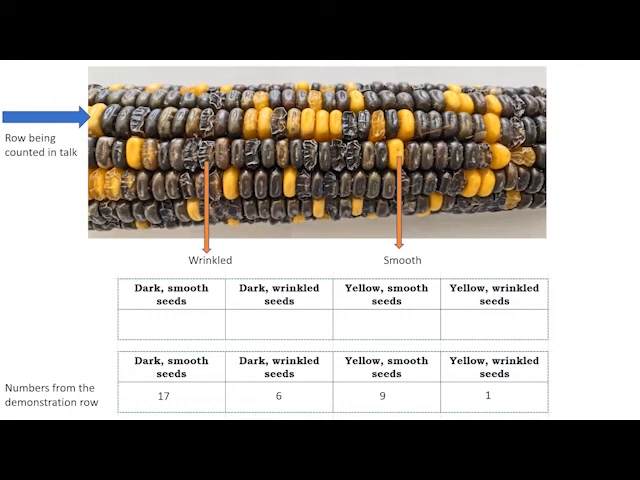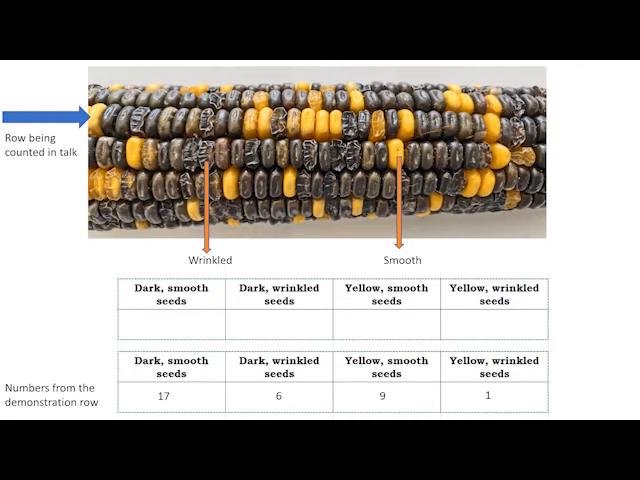Now, I can show you what's going to happen with the row that I have labeled as being counted in this talk. On this image, there's 3 or 4 rows that you can easily count. Once you're finished with those rows, the ones that are in focus, and you can see the entire kernel, you'll then go on to your next image that is found in that folder. And when I look at the row being counted, I can see it starts with a yellow smooth. I then have 2 dark smooth, and then a dark wrinkled. And I would start to make hash marks in my empty table.